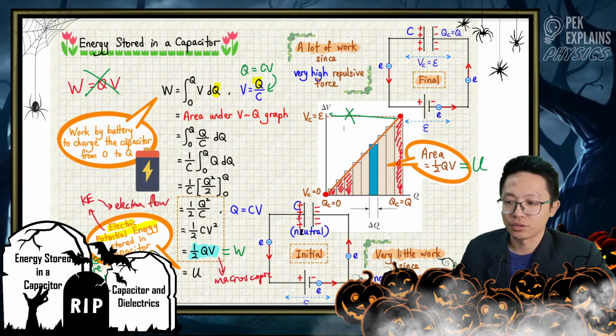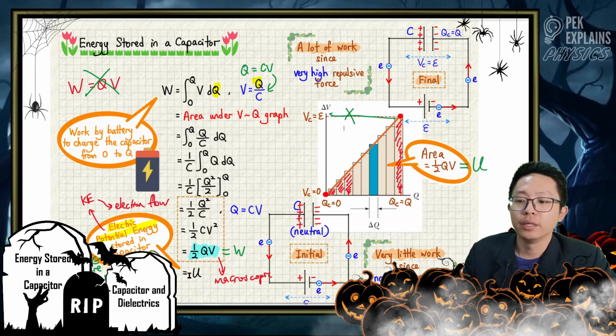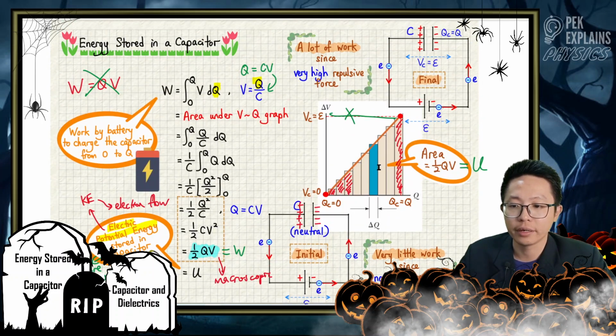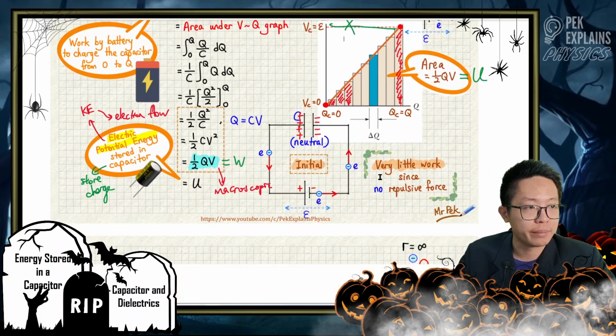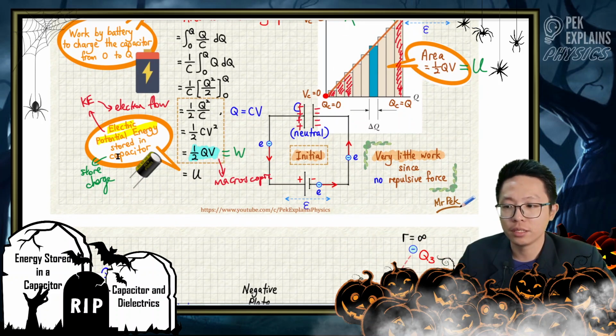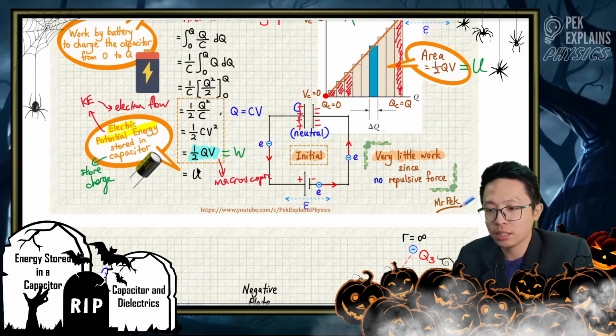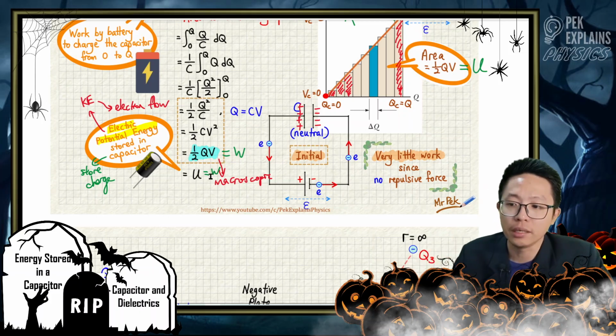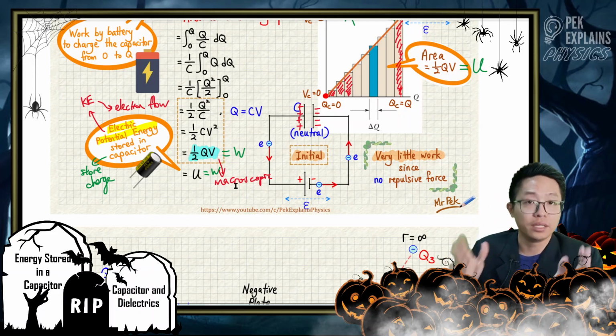So the work done is also incremental, and the energy stored in the capacitor is also incremental. The area under the graph is half QV. So that's all I want to say about the electric potential energy stored in the capacitor, which is equal to the work done. To calculate the work done by the battery, we use the same formula: half QV, or half CV squared, or half Q squared over C. So they are all equal.